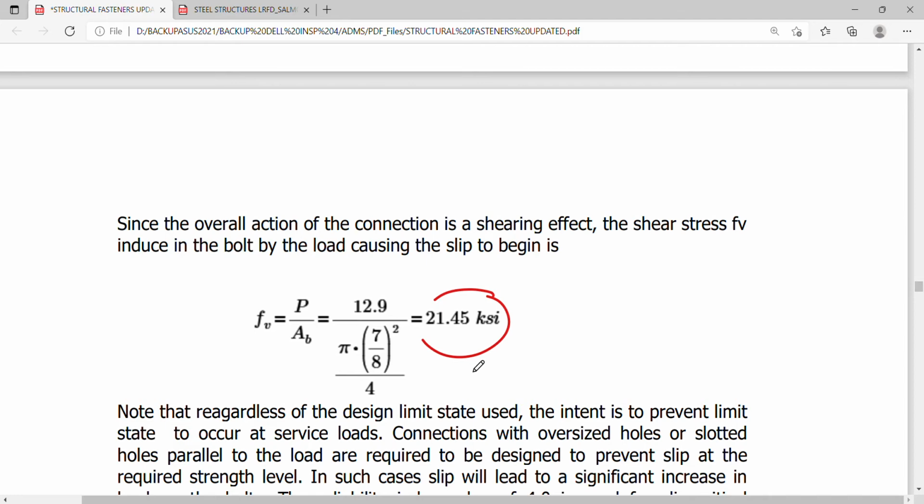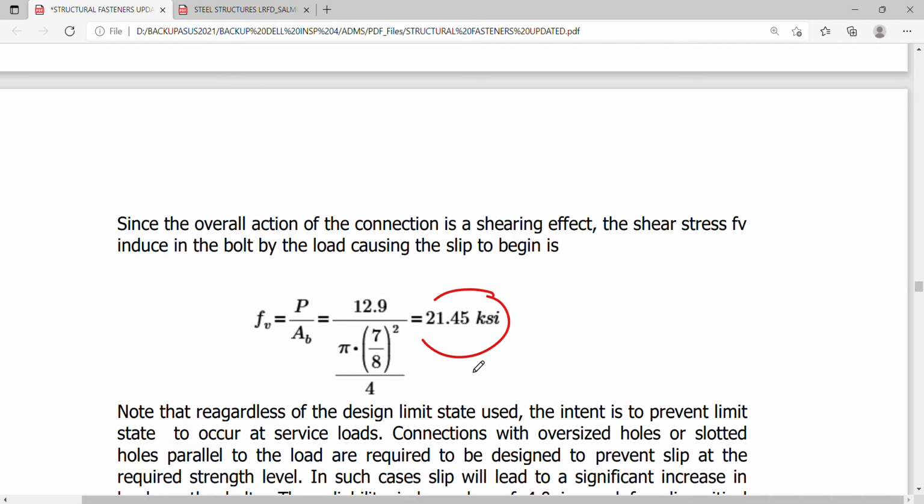So note that regardless of the design limit state used, the intent is to prevent the limit state to occur at service loads. So slip critical connections are actually service load conditions, but they can be represented by analytical solutions in the form of inelastic analysis.